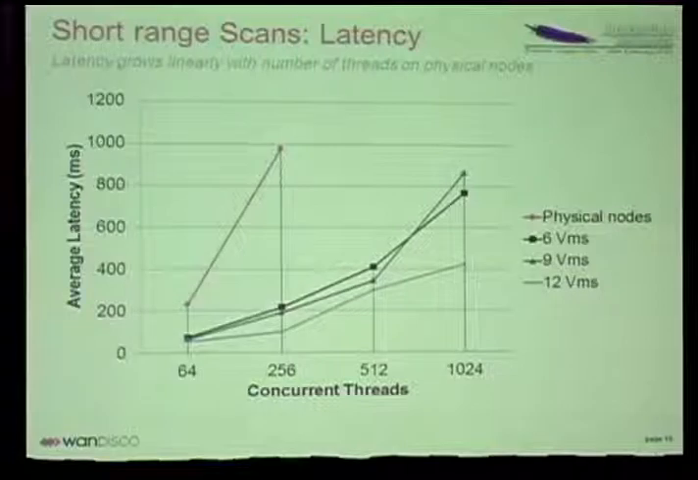There's a bit of an anomaly: the latency with the 6 and 9 VMs cross over with each other. Why would that be? So it's the experiment. I know there was some anomaly. I could have flattened it, but that's what the actual data says.